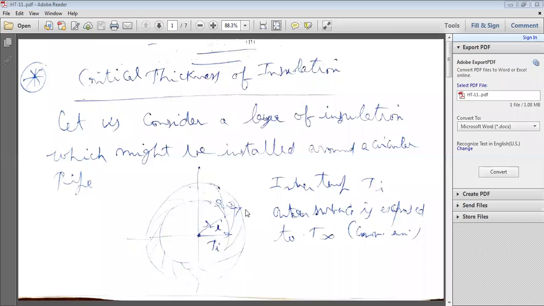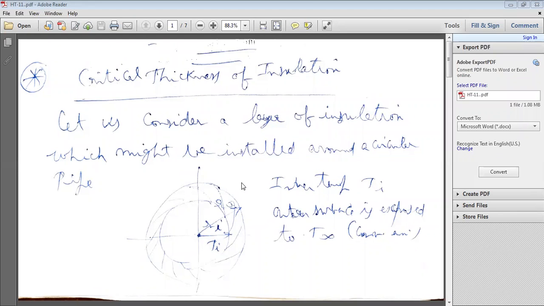For that, I gave one problem. We solved one problem yesterday on a sphere. So far we have completed radial systems, that is, systems having a radius. There are two systems, cylindrical systems and spherical systems. Heat transfer analysis on a cylindrical system is completed, and heat transfer analysis on a spherical system is completed.